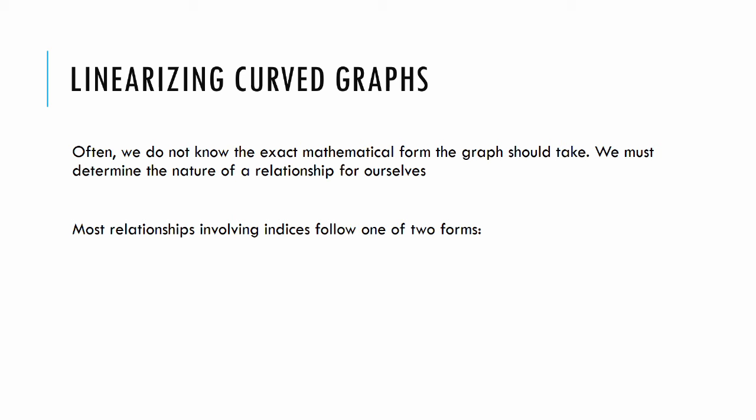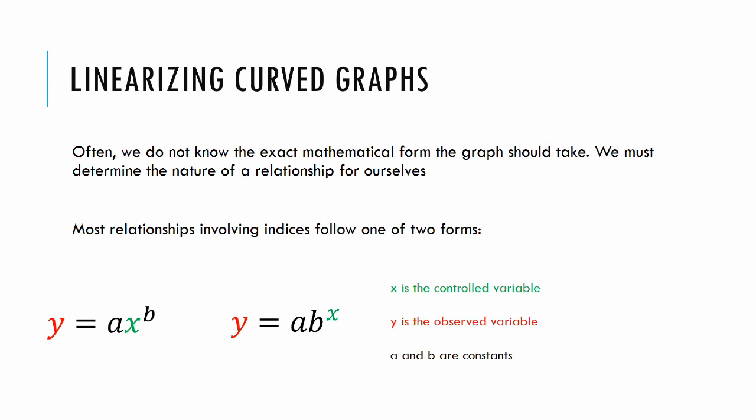Now, of course, we are interested in linearizing curved graphs then, and often we don't know the exact mathematical form that the graph should take, and we've got to determine the nature of that relationship for ourselves. Most relationships that involve indices will follow one of two forms. That can be y equals a x to the power of b, or y equals a b to the power of x. x then is the variable that we're controlling, and y is the observed variable, and a and b here are constants.